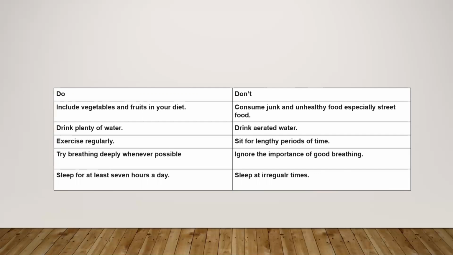Then first, see, first is about diet. Second, both the lines are of water. Third is both about exercising. Fourth is both about breathing. Then fifth is all about your sleeping patterns. So यहाँ पे पूरा comparison है कि what you should do and what you should not do for the same thing.